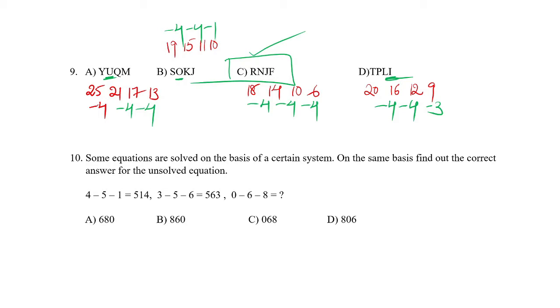Coming to the 10th question. Some equations are solved on the basis of a certain system. On the same basis, find out the correct answer for the unsolved equation. Observe this: 4 minus 5 minus 1. 5, 1, 4. This number is formed by these three numbers, but the order is different. See, 5, 1 and 4. Here 5, 6, 3. Like that here 6, 8, 0. 6, 8, 0 is the answer.